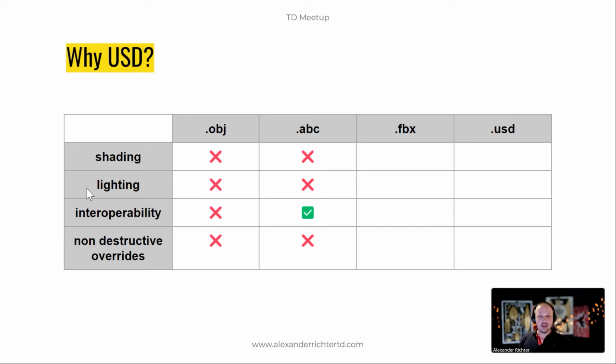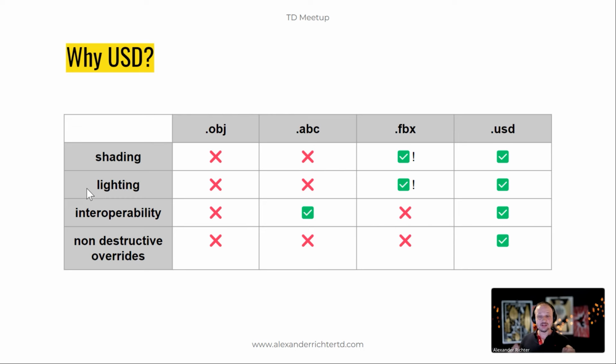If we look at Alembic, for example, it's pretty good at interoperability. We can use it everywhere. We can take an asset from Maya and bring it into Houdini and it will work. But shading, lighting, and non-destructive overrides are basically non-existent. And last but not least is FBX, which is more on shading and lighting, but also not really strong when it comes to it. So it has the option, but very much in quotation marks.